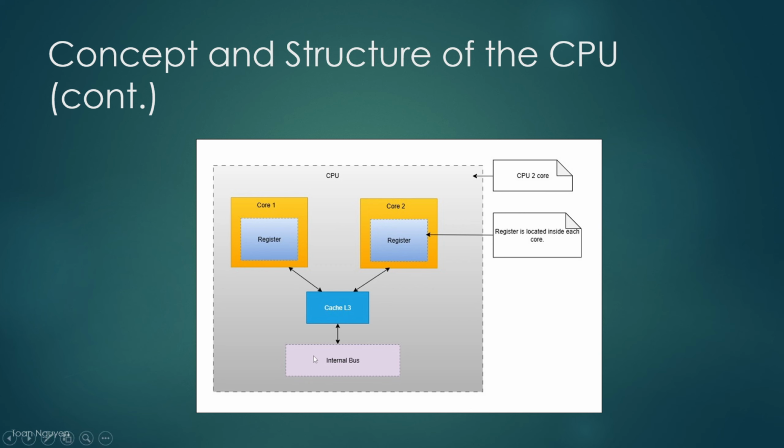This is the CPU. This CPU contains 2 cores. Specifically, this CPU has 2 cores. They are Core 1 and Core 2. Each core contains registers and an L3 cache. The L3 cache connects cores to share resources. There is also an internal bus. The internal bus connects cores and cache components.